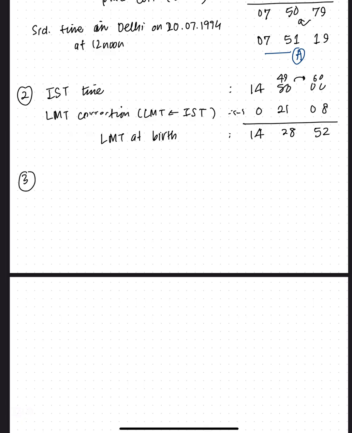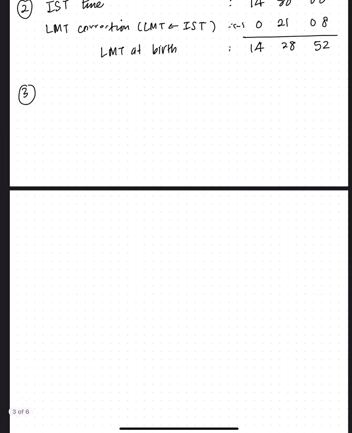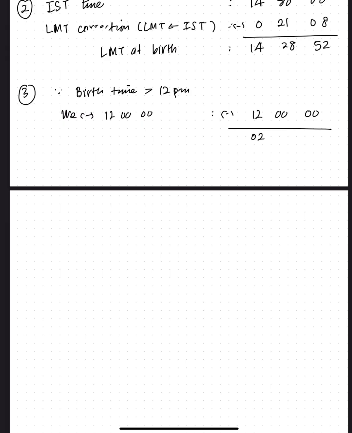Now the third step. Since the birth time is post 12 p.m., we subtract 12 hours from the birth time. Simple subtraction, we'll get 2 hours, 28 minutes, 52 seconds. In case of an AM birth, we'll have to subtract from 12 hours. We'll come to that later.